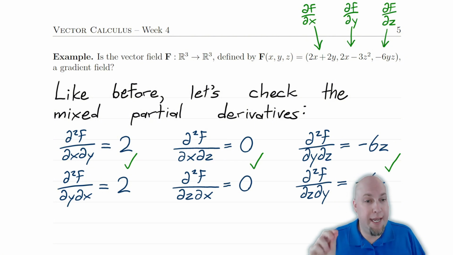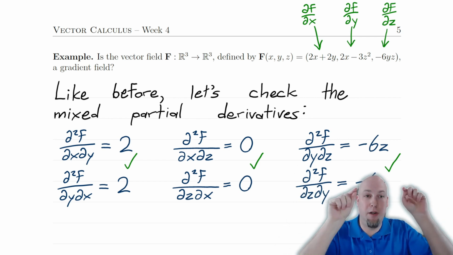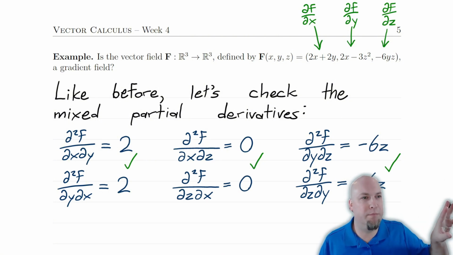And it turns out that's enough. There's a nice theorem that says, subject to some conditions on the domain and on the function you're working with, as long as these mixed second partial derivatives match, then yes, there is a potential function in the background. This is a gradient field. We'll get to that theorem later in the course when we have a bit more machinery.